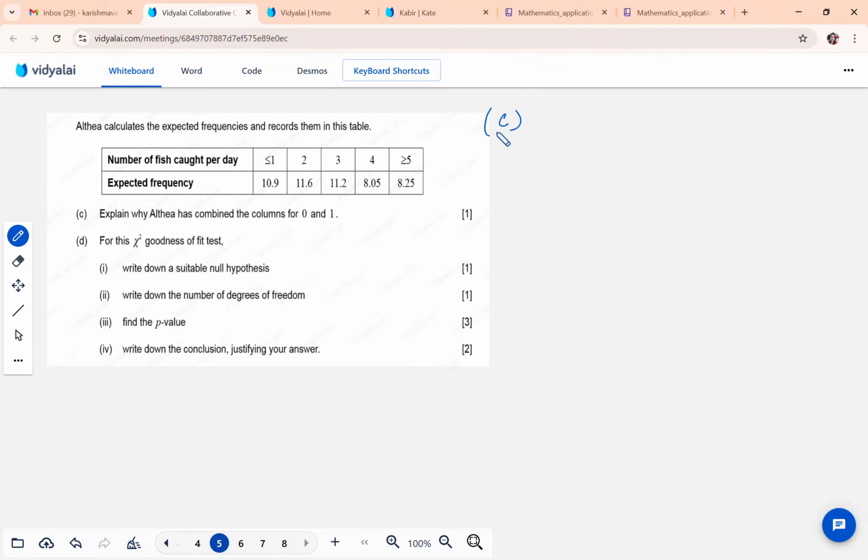Now in part C they are asking to explain why Althea has combined the columns for 0 and 1. So in this chi-square test the expected frequency should be greater than 5. If it is less than 5 then we combine the columns. So here the reasoning will be to ensure the expected frequency is greater than 5.